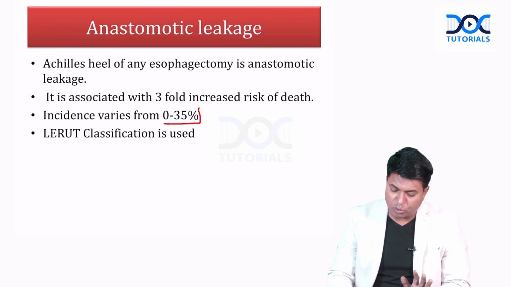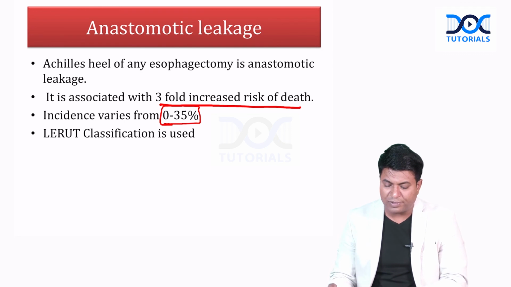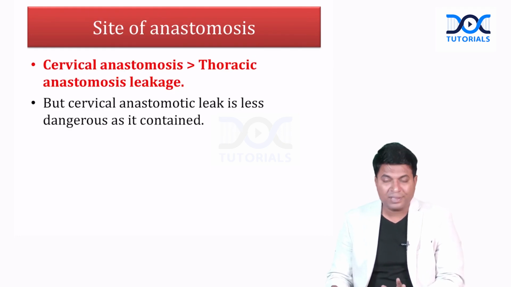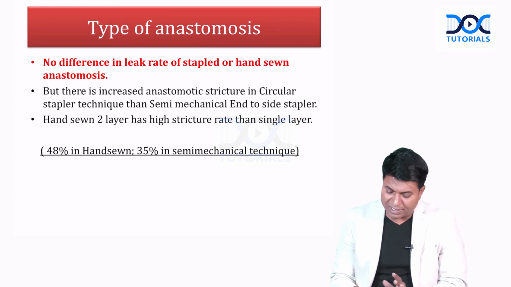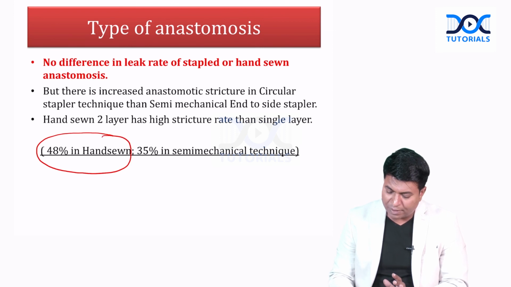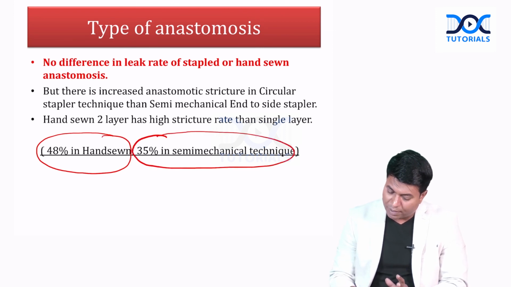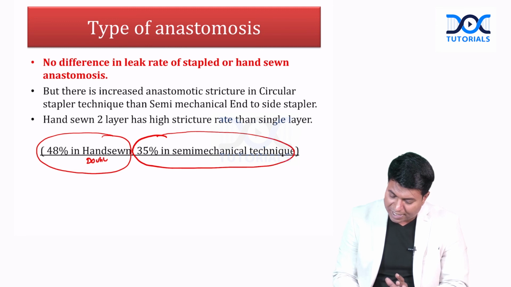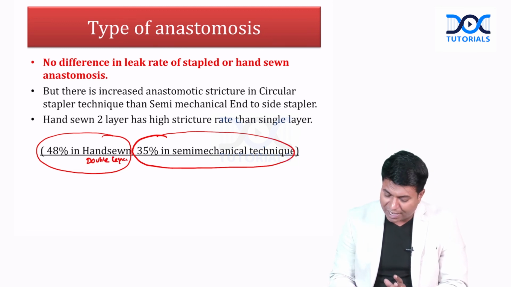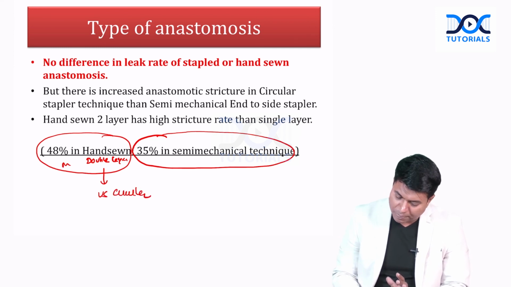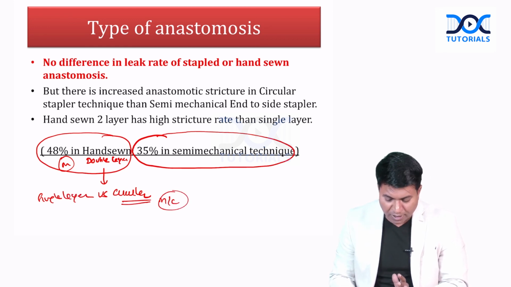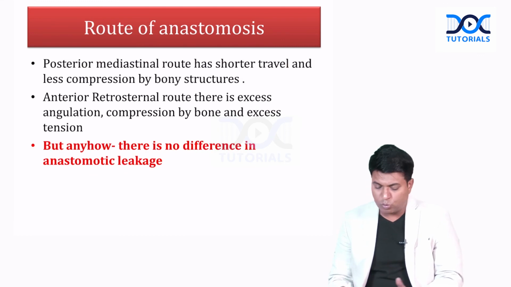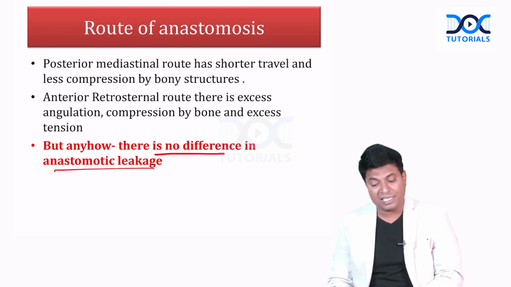Anastomotic leakage ranges from 0 to 35% and carries a 3-fold increased risk of death. It is the Achilles heel. We have to know the site of anastomosis. Cervical anastomosis has increased leak, and depending upon the type of anastomosis, it is 48% in Hansuan, 35% in semi-mechanical. With double layer Hansuan, it is 45%. So double layer Hansuan versus circular stapler, Hansuan is more. Whereas single layer Hansuan versus circular stapler, the circular stapler is more common to cause stricture. Regarding routes of anastomosis, there is no difference in anastomotic leakage between the various routes.